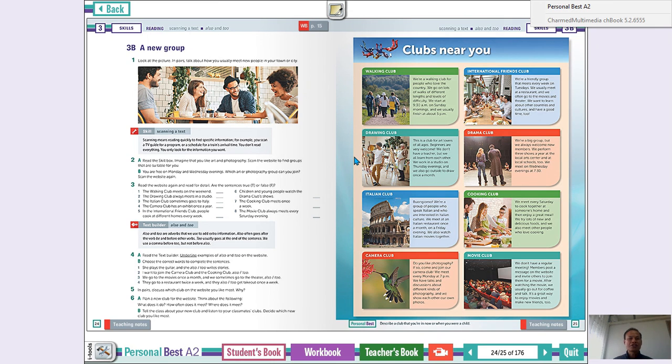So this is the 3B, very, very short and very precise. I hope you understand and get the key idea.